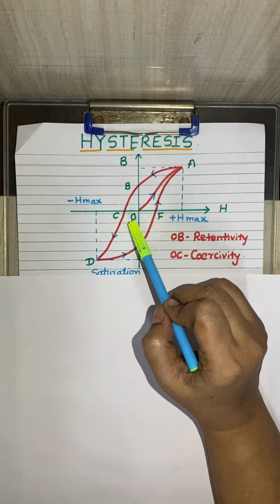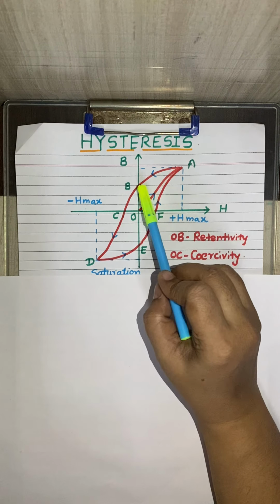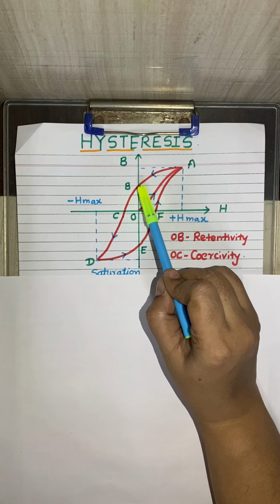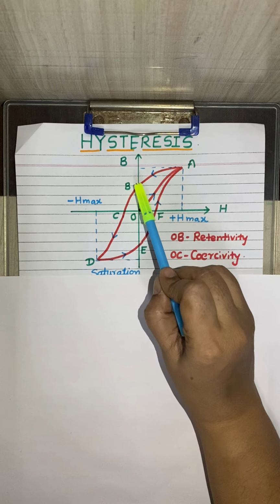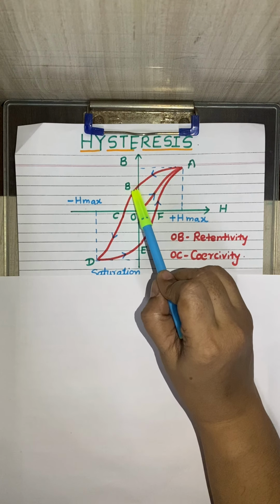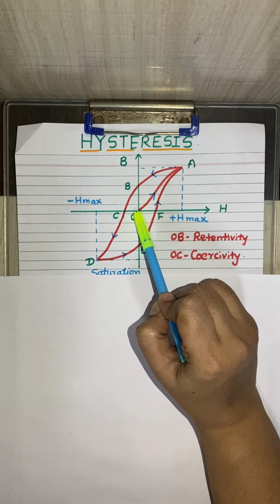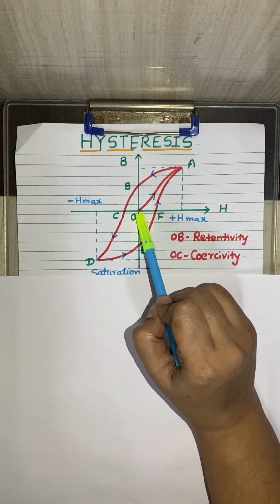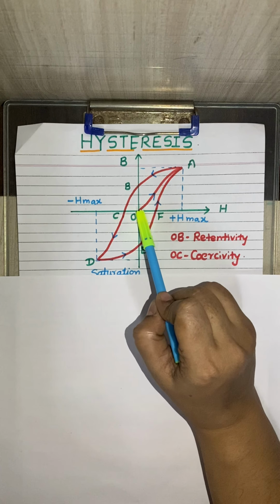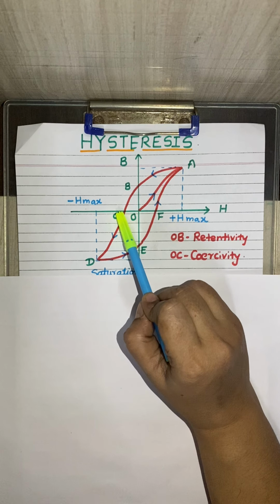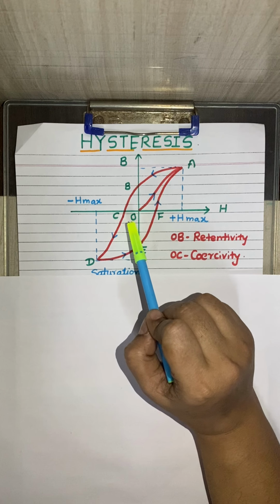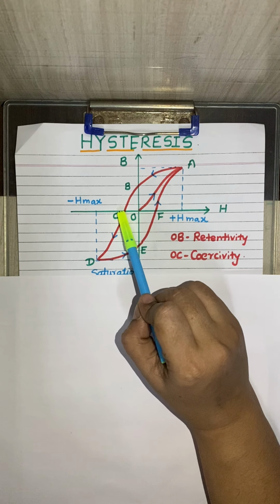Now to do this, we are going to reduce the magnetism to 0, because whatever magnetism remains in that ferromagnetic material, we are trying to make it 0. We want to bring it to 0. So the field H is gradually increased in the reverse direction. Now this is very, very important: how the H value is going to be increased in the reverse direction.